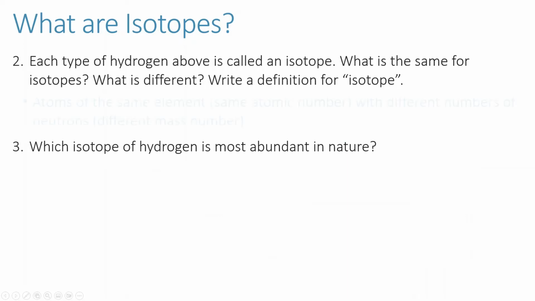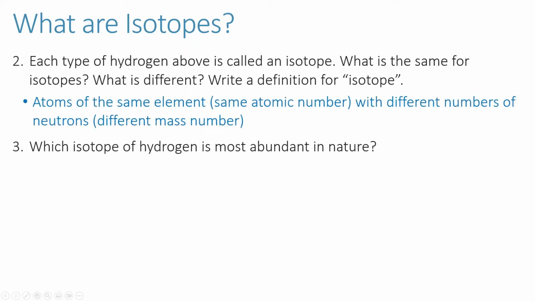So write a definition for isotope. They're going to be the same element, meaning that they have the same number of protons, the same atomic number, but they have different numbers of neutrons, which means that they have different mass numbers. So hydrogen 1 is much, much more abundant than hydrogen 2 or hydrogen 3. In fact, in the simulation, you probably saw that hydrogen 3 was kind of wiggling around to represent that it's unstable.